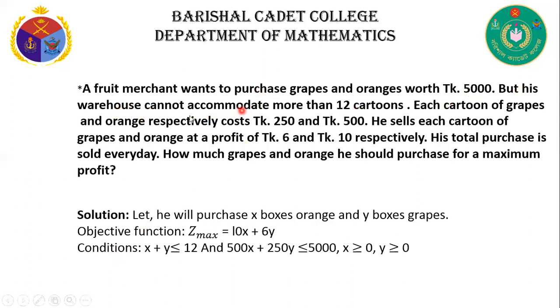His warehouse cannot accommodate more than 12 cartons. That's why you can write x plus y less than or equal to 12. And the second condition is cartons at 500x plus 200y less than or equal to 5000, and x greater than or equal to 0 and y greater than or equal to 0 always. Then this is our formulation of the linear programming problem.